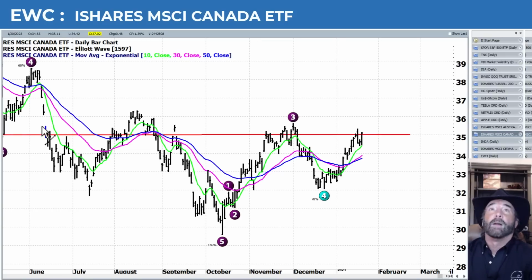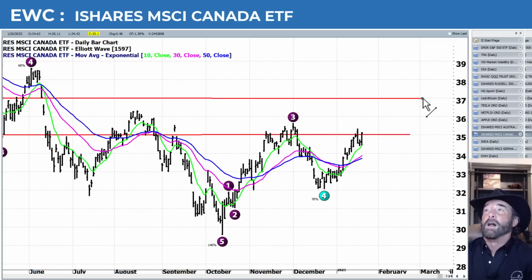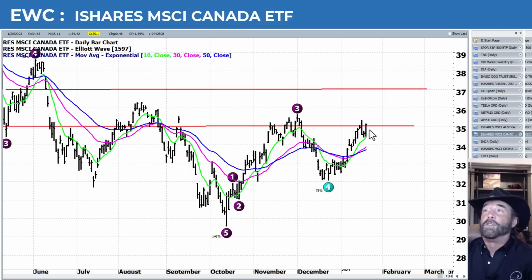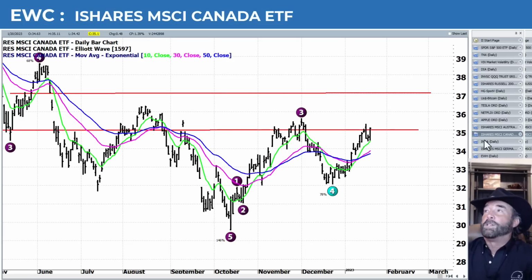And we could move back up into this area up around 37 and then revisit it and see where things go from there. But once again, we'll be looking to see if we get a follow through on Monday. Do we close again above 35 on the EWC?